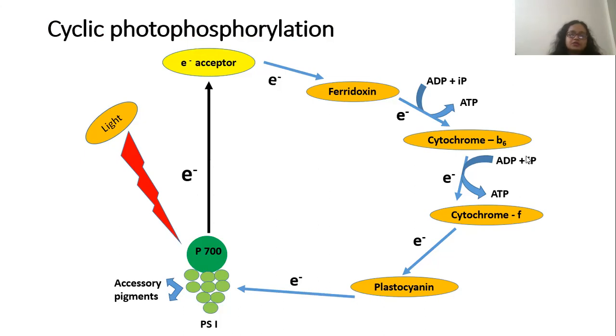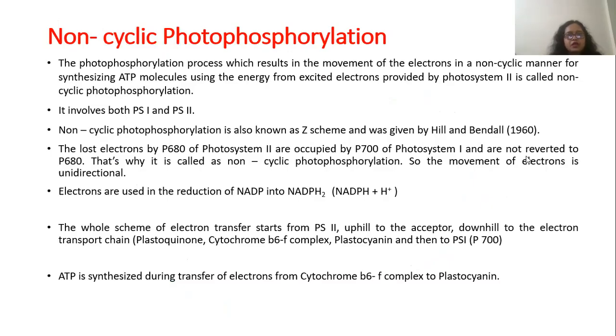Now the other process is non-cyclic photophosphorylation. As the name indicates, the electrons are not cyclic, meaning they are not following the cycling pattern, meaning they are not returning back to the reaction center. So it is the movement of electrons in a non-cyclic manner, but it also results in the synthesis of ATP molecule. The energy to prepare that ATP molecule comes from the excited electrons which are provided by photosystem 2. Hence it is called non-cyclic photophosphorylation.